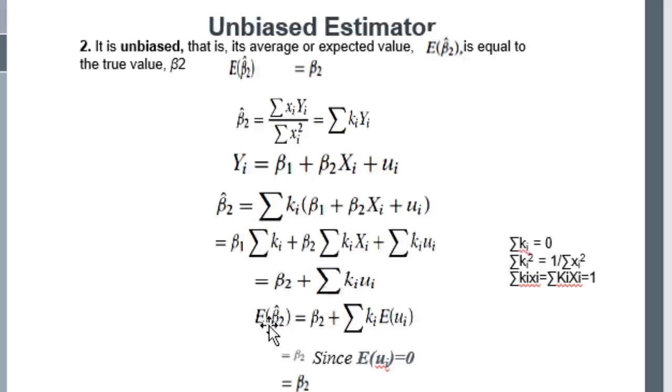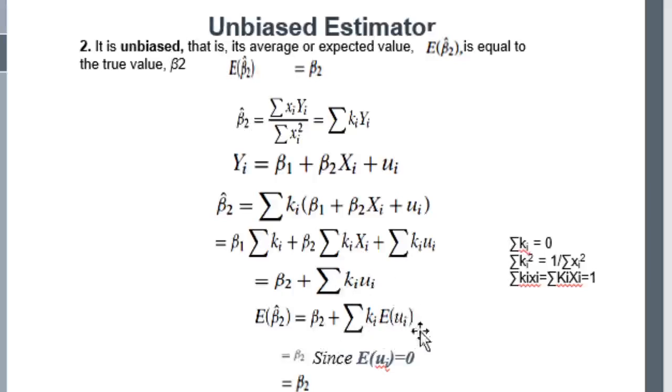Then this can be written as beta 2 cap equal to beta 2 plus sigma of ki ui. Now we'll take the expected value of this. We started with beta 2 cap, and here we'll take the expected value of each term. That is, expected value of beta 2 cap equal to the expected value of beta 2 plus the expected value of sigma ki ui. The expected value of this constant is beta 2, plus sigma ki expected value of ui.